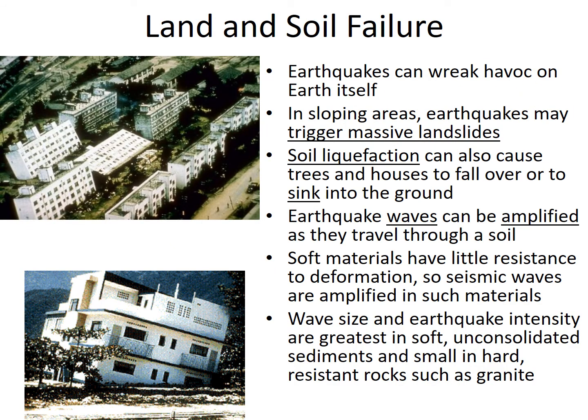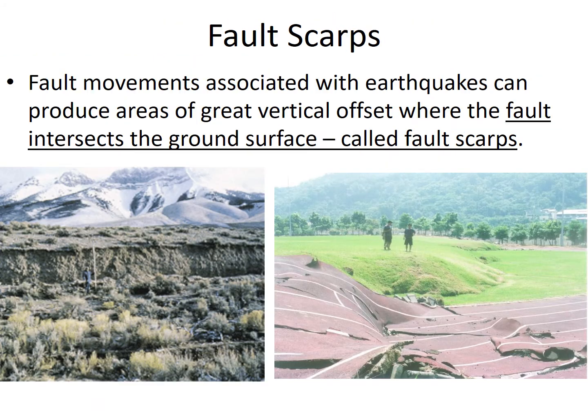Earthquakes can also cause land and soil failure. They can cause landslides. Soil liquefaction can cause houses to sink into the ground. And the earthquake waves can also be amplified as they travel through certain types of soil. Because soft materials have little resistance to deformation, that type of soil amplifies the waves. And they're greatest in soft, unconsolidated sediments and in small and hard resistant rocks such as granite.